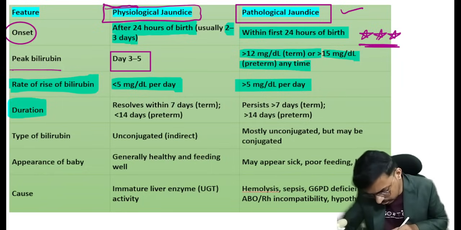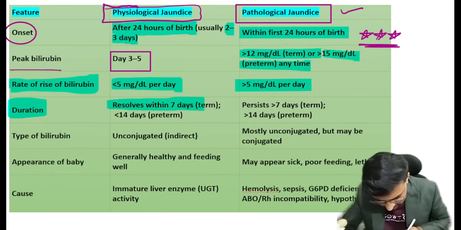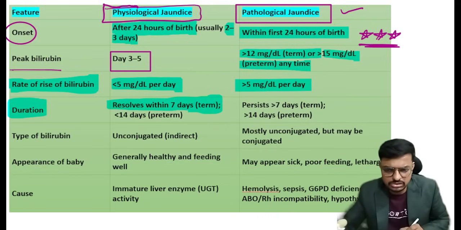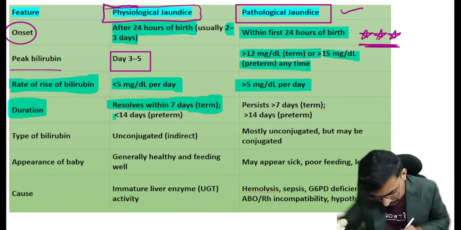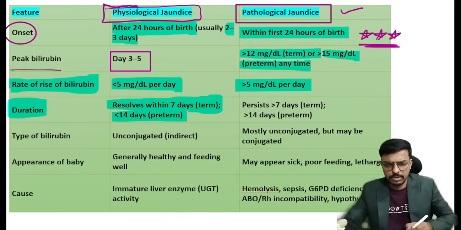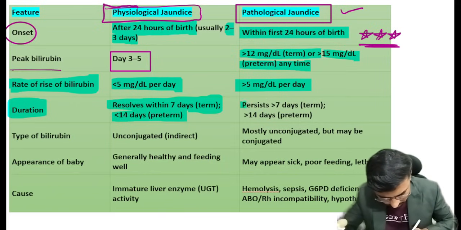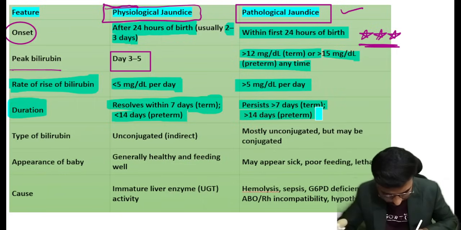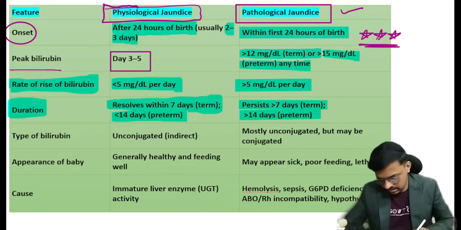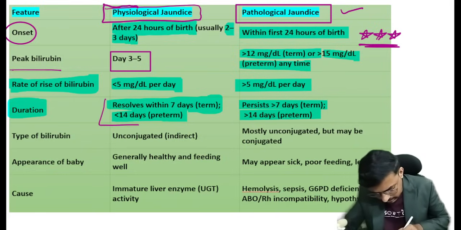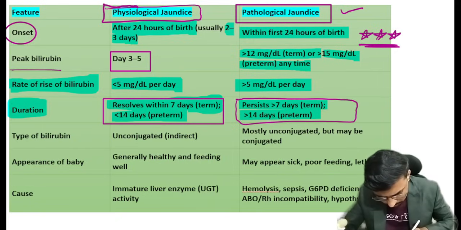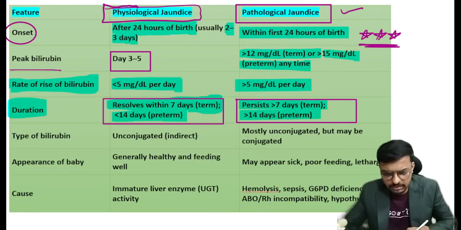And the duration of the jaundice: physiological jaundice usually resolves within 7 days in the term baby, and in the preterm baby it resolves within 14 days. But the pathological jaundice persists or continues more than 7 days in the term and more than 14 days in the preterm. So that is the pathological jaundice. Physiological jaundice recovers in the term within 7 days and in the preterm within 14 days, but pathological jaundice continues more than 7 days in the term and more than 14 days in the preterm. Very, very important differentiation.